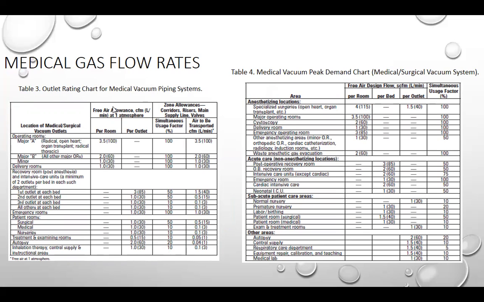Outlet rating chart for medical vacuum piping system. So, there. This is now for vacuum. Okay. So, this is the peak chart, the medical surgical vacuum. If it's available, if it's here, 3.5, 3.5, right? If you take this one, 2, medium B, 10. Even if there's just one, multiply it by 100. Okay? Delivery rooms, all there. Emergency room, that's 100 still. So, this, surgical room, medical room.